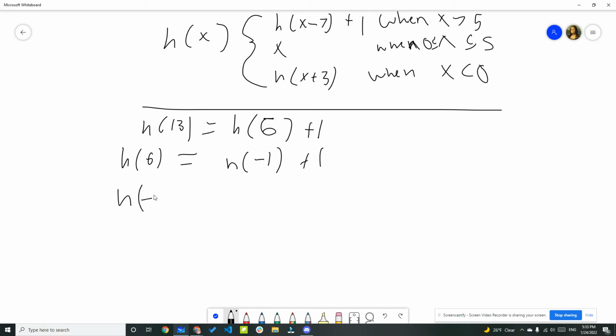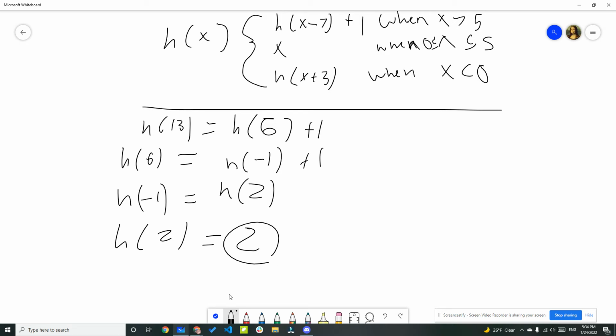And h of negative 1, since it's less than 0, equals h of x plus 3, which is h of 2. Since that is between 0 and 5, you can just return 2. Then you plug it back in. So h of 2 is 2, plus 1 equals 3, plus 1 equals 4.